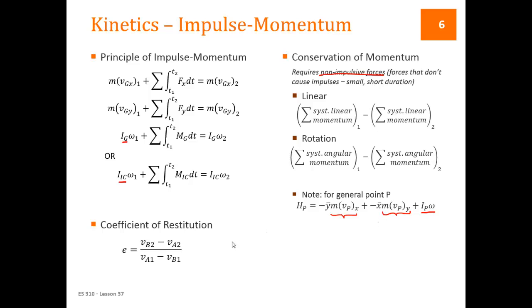If we don't know the final velocity of either particle in our system, A or B, but we do know a coefficient of restitution, which is a measure of how much energy is lost when they hit each other, then we can find those two using this coefficient of restitution definition in collaboration with the linear or the rotational momentums.